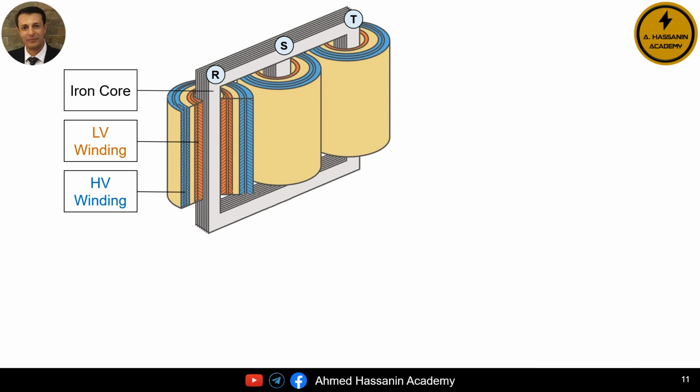At the beginning of the lecture, I mentioned that the main components of the transformer include the iron core, which consists of 3 phases. Then, after that, comes a layer of proper insulation, followed by the low voltage windings, which are cylindrical in shape around the iron core and also 3-phase. Then comes another layer of proper insulation, followed by the high voltage windings, which are also cylindrical in shape surrounding the low voltage windings.